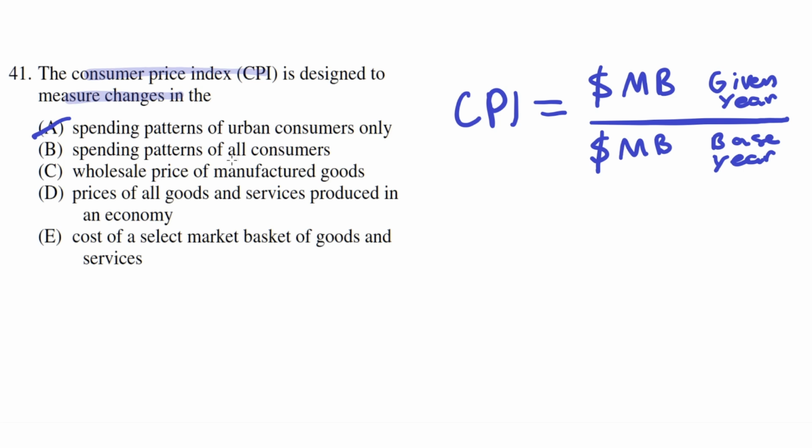B. Spending patterns of all consumers. This is incorrect because as before, the CPI doesn't track spending patterns, it simply tracks the cost of a market basket of goods, so there's no spending patterns involved.